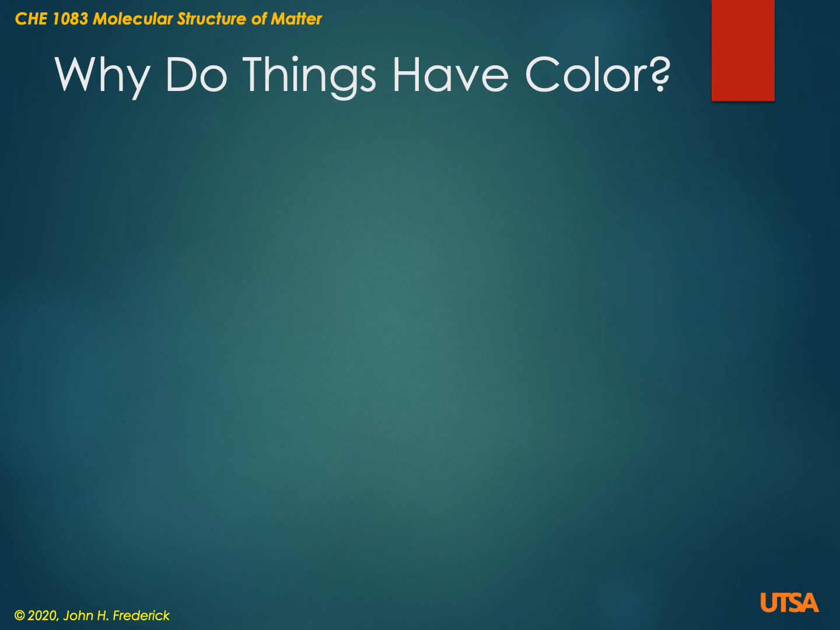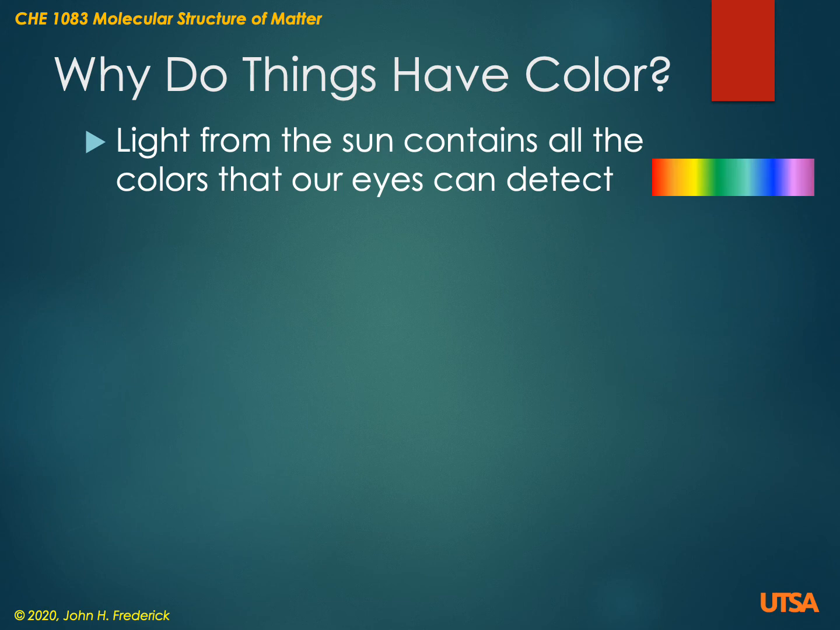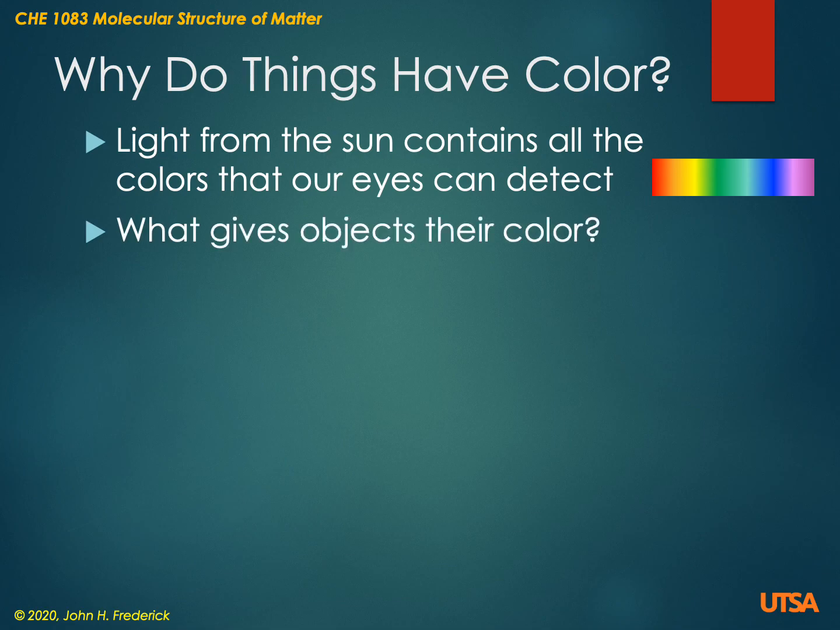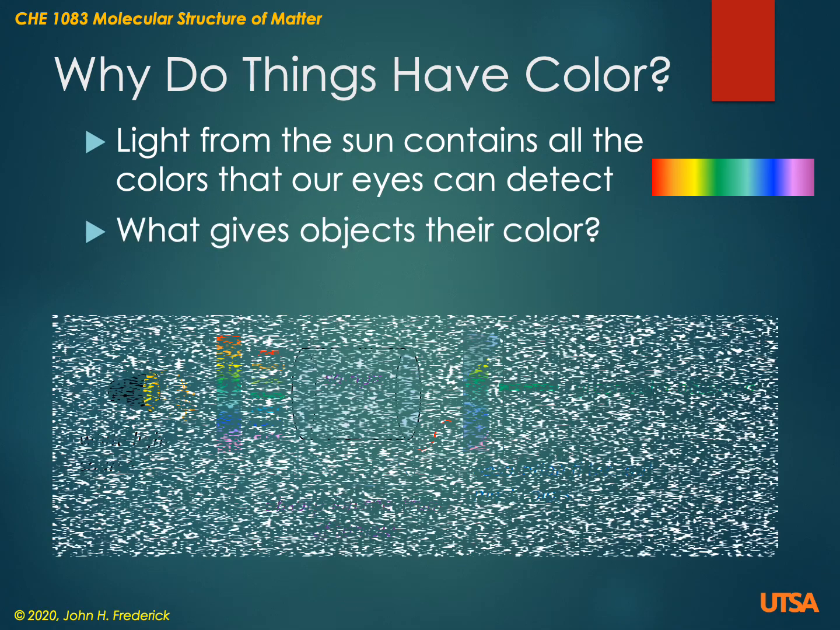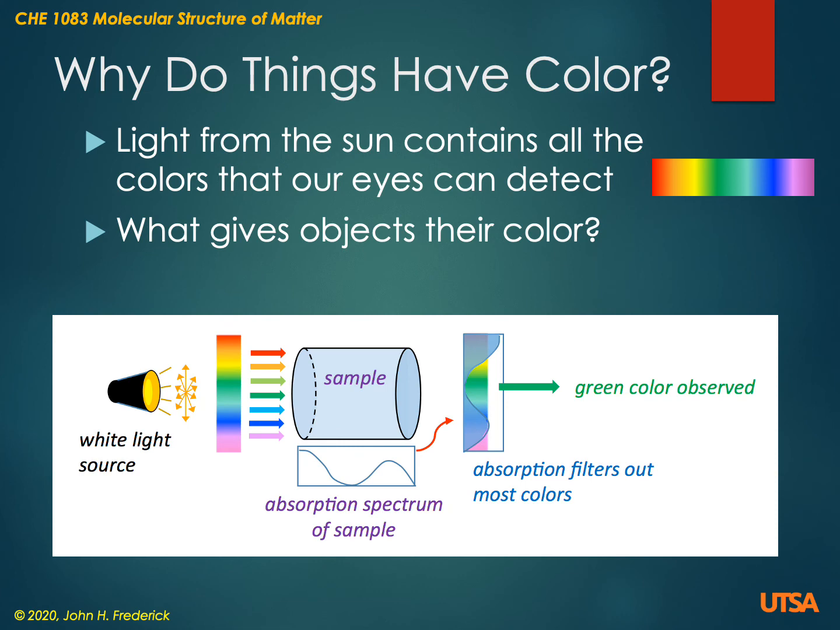Let's now consider why things have color. Light from the sun contains all the colors that our eyes can see, and many more as well, some of the colors that we can't see. So what gives objects their color? Well, I want to consider what happens when you shine white light that contains all those wavelengths through some sample.